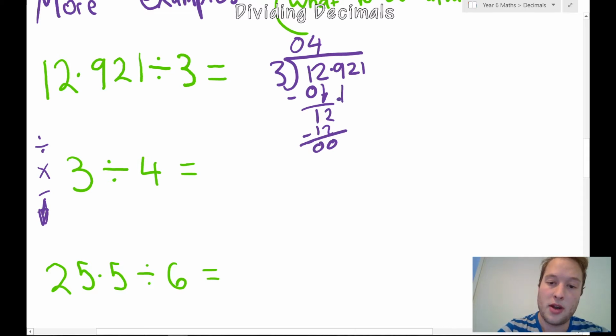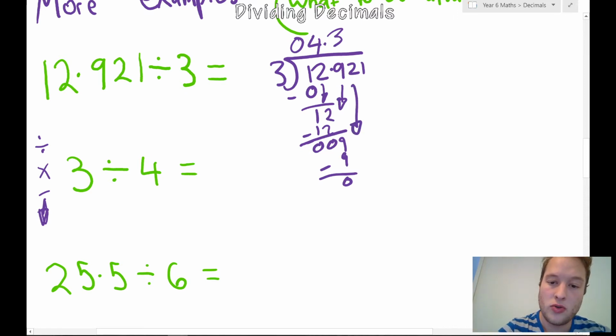So now I bring down my 9. 3 into 9 goes 3 times. I've just gone past the decimal because I'm up to 9, so I put in my decimal now. Now I go 3 into 9 goes 3 times, yeah? And then 3 times 3 is 9, which gives me 0 remainder, so I'm going well, great.